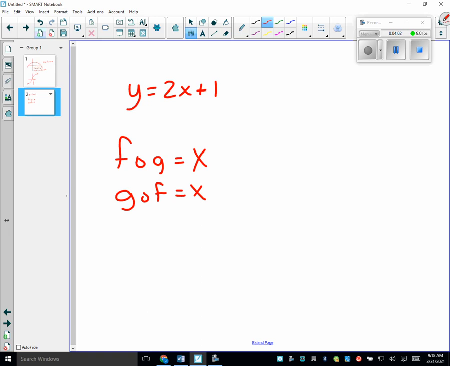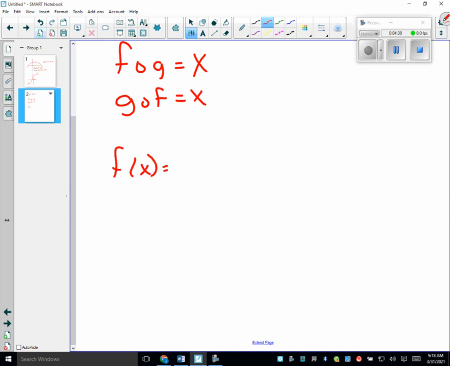So you're going to be given two functions. You'll have to do f of g, you'll have to do g of f. If they both equal x, the answer is yes. If they both equal x. Okay, so let's do that, okay?